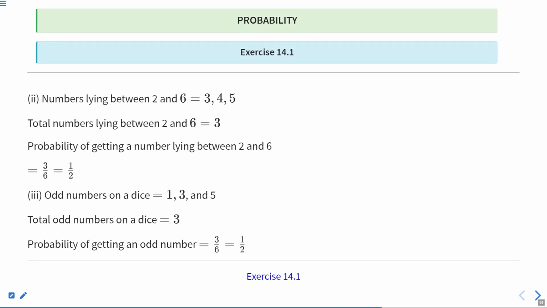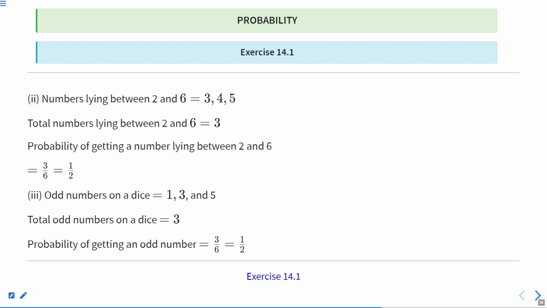And now let us find the probability of getting a number lying between 2 and 6. The numbers lying between 2 and 6 are 3, 4, and 5. And the total numbers lying between 2 and 6 is equal to 3. So probability of getting a number lying between 2 and 6 is equal to 3 by 6, and this is equal to 1 by 2.